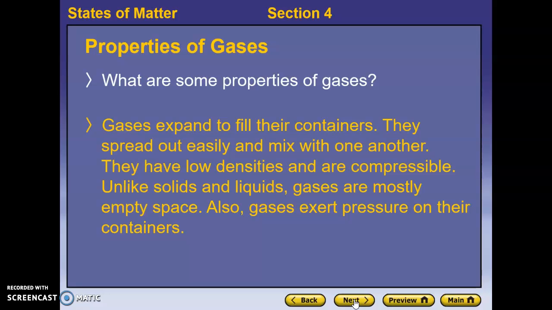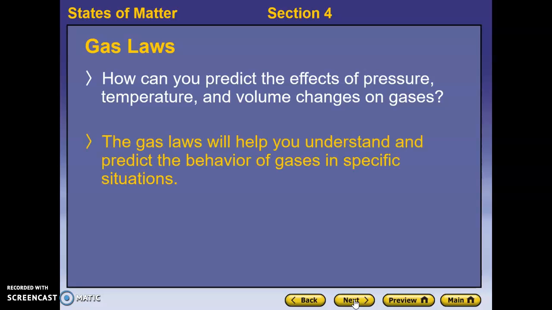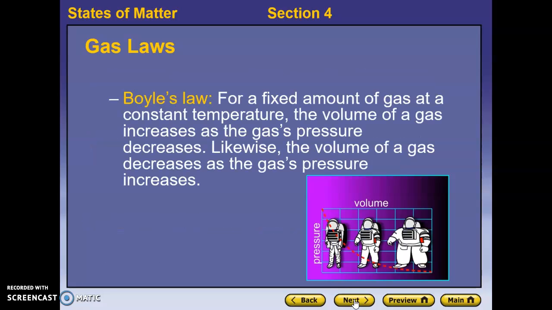Gases are able to exert pressure on their containers, however, because as the particles move around, they collide with each other and they collide with the walls of their containers. So we can look at gas laws to help us predict the behavior of gases as it relates to pressure, temperature, and volume. So we say that gas laws are the laws that state the mathematical relationship between volume, temperature, pressure, and the quantity of a gas. So we'll start with the first one.